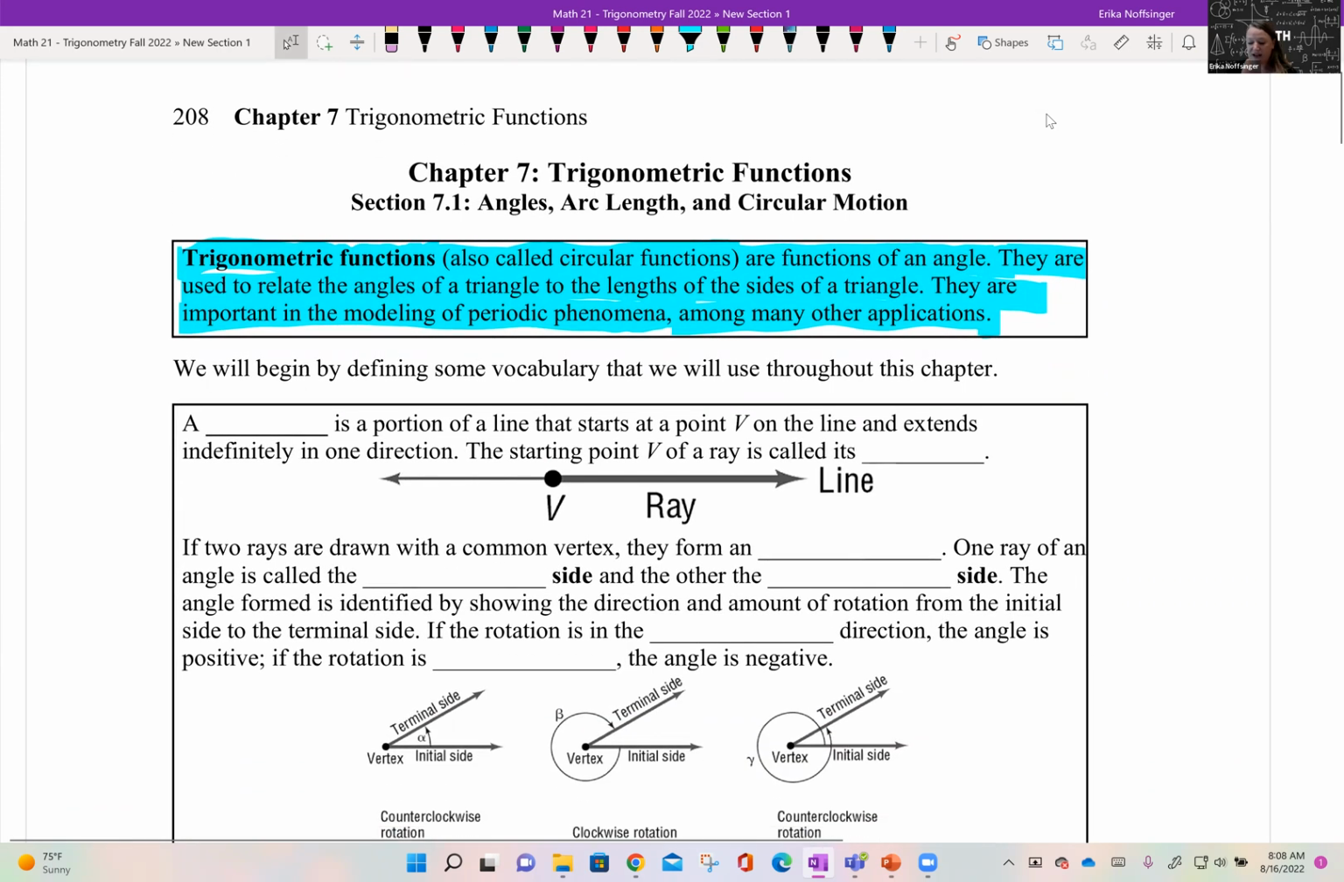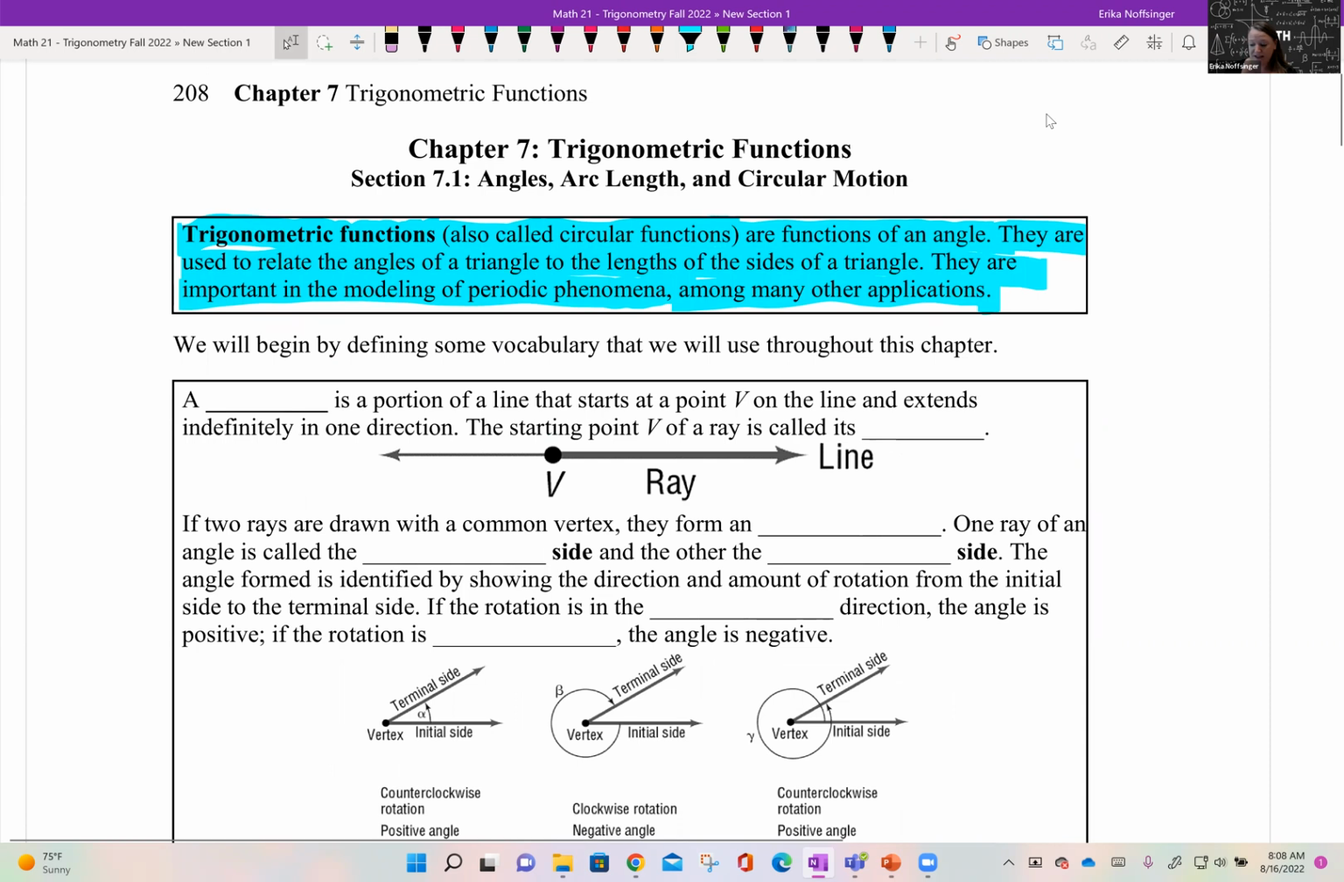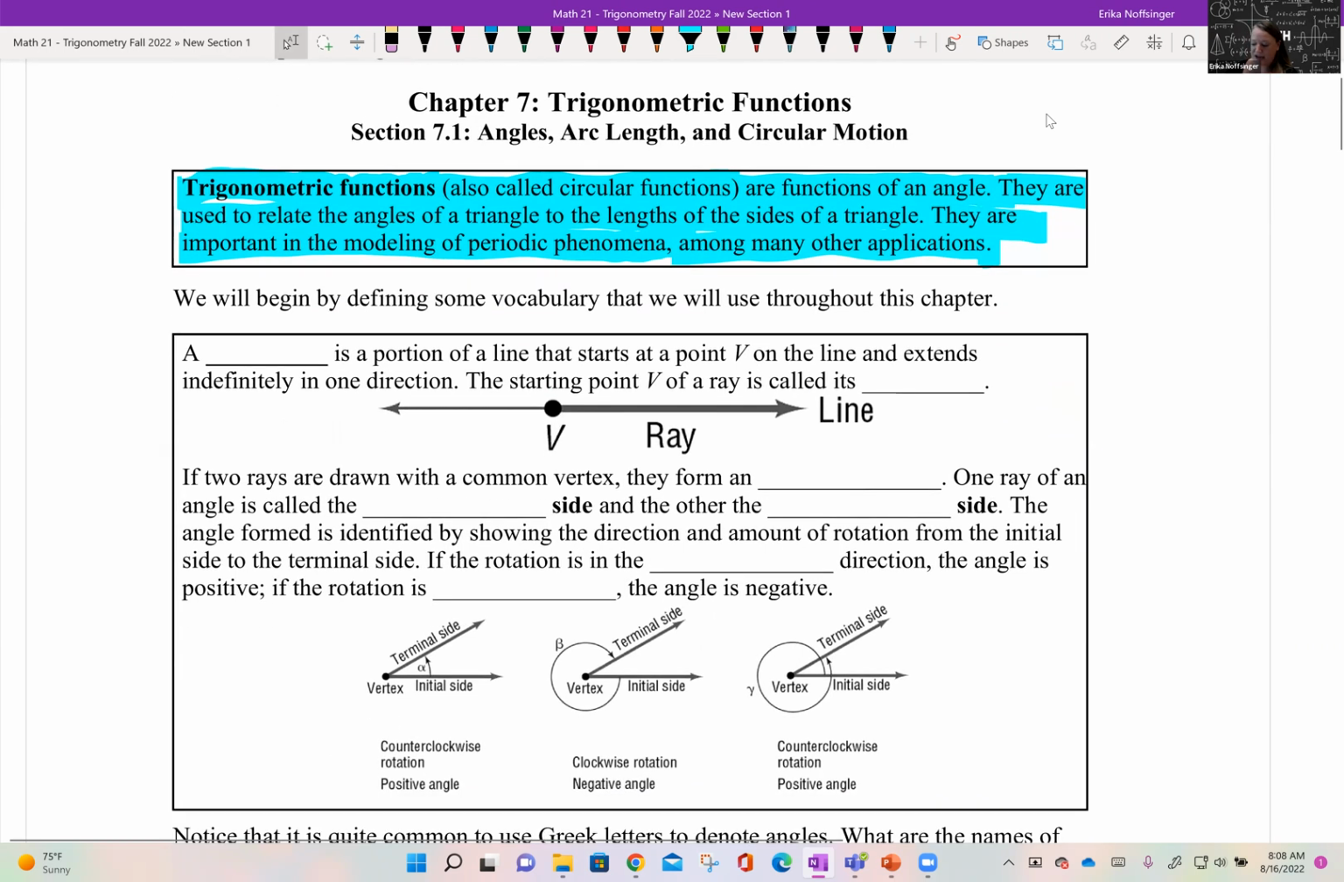Okay, so let's begin with defining a few things and vocabulary, like I said. Looking at this, we say that a ray, and you can see this ray in here, is a portion of a line that starts at this point V and extends out indefinitely in one direction. The starting point V of the ray is called our vertex.